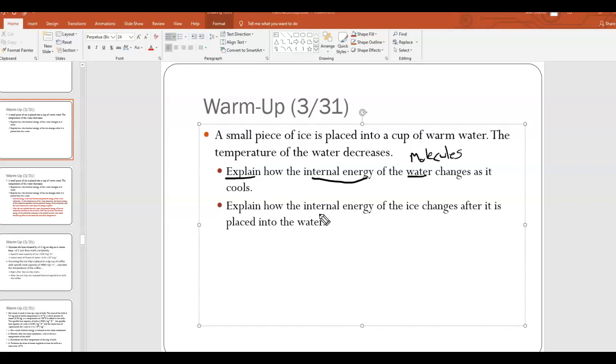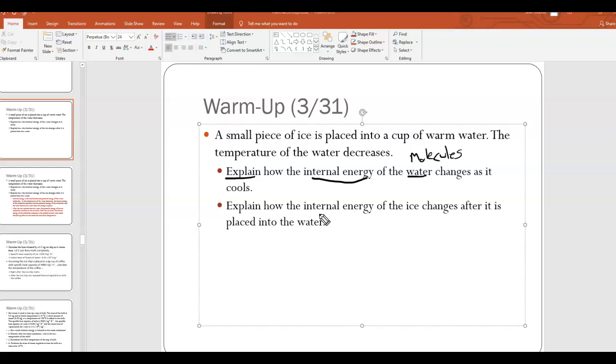But the second question says, explain how the internal energy of the ice changes after it's placed into the water. Now, the ice is a little bit different because the ice is going to go through stages. And so assuming that the ice is at 0 degrees Celsius, which we don't know if it is or not, but if it is, that's the melting point of ice, the first thing that's going to happen to the ice is it's going to phase change. And phase changes are associated with a change in internal potential energy.